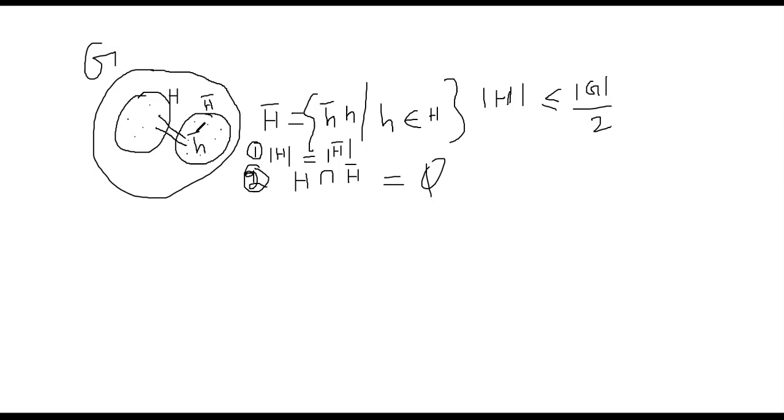Okay, therefore, if we add them, the size of G must be at least 2 times the size of H. That means H is bounded by G by 2. That's basically the argument. Let's first consider the first fact.